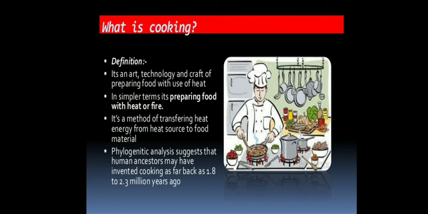And phylogenetic analysis suggests that human ancestors may have invented cooking as far back as 1.8 to 2.3 million years ago. Clear? Simple, it is written.